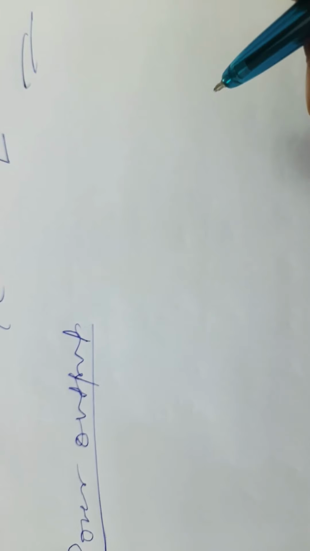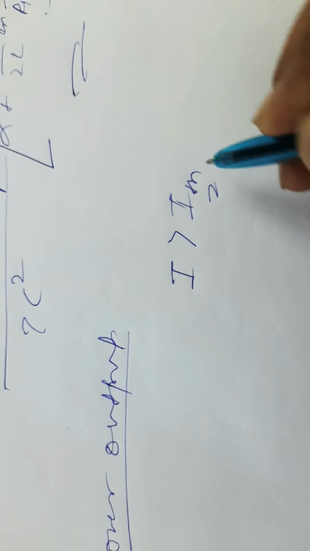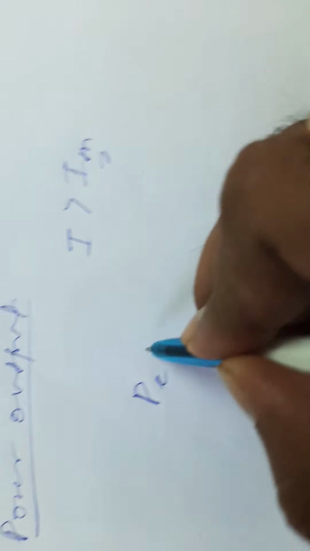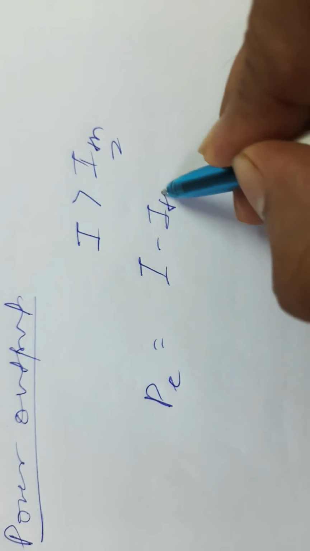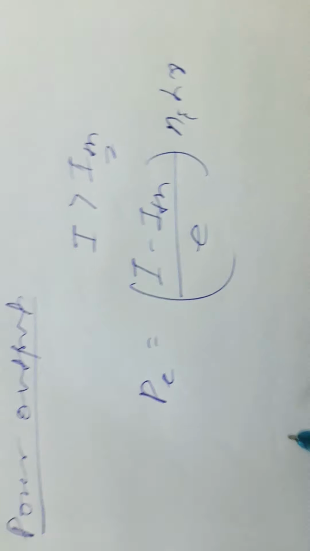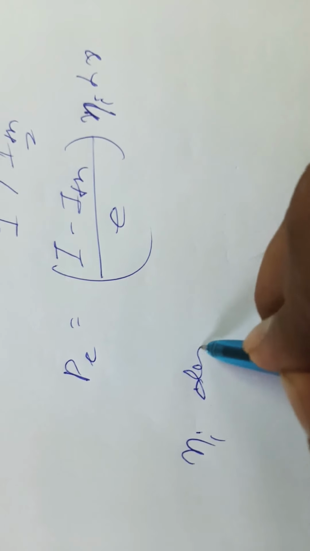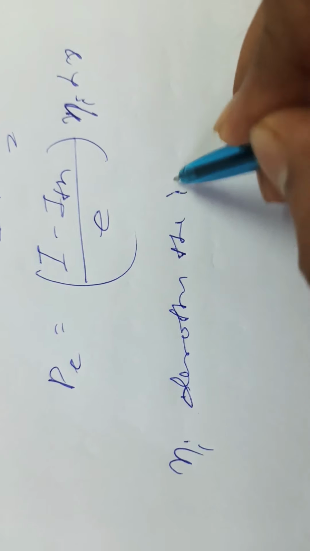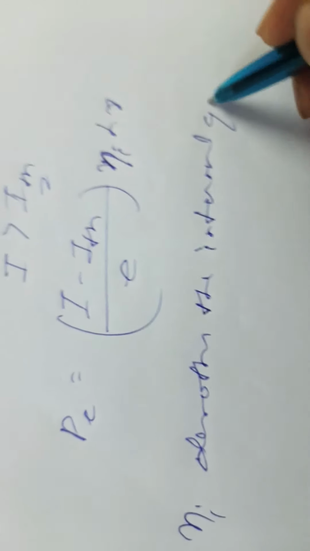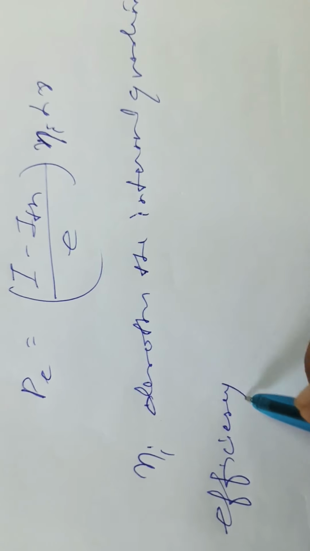So the optical power output into the mode volume due to the current I, which is obviously greater than I_th, can be written as P subscript e is equal to I minus I_th by e into eta subscript i h nu. Here eta subscript i denotes the internal quantum efficiency of the semiconductor.